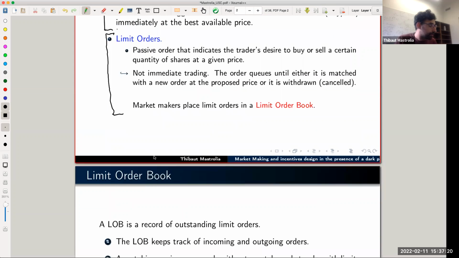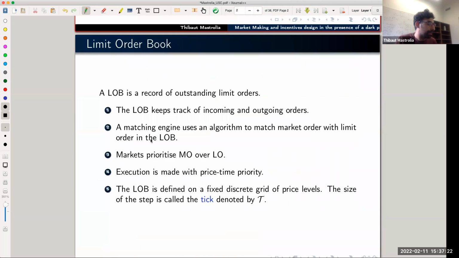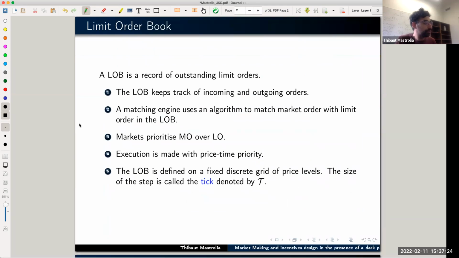Let me give a reminder of what a limit order book is. A limit order book is a record of all outstanding limit orders. It keeps track of incoming and outgoing orders, so you have a history of all the transactions. There is a matching engine which uses an algorithm to match market orders with limit orders, that is, someone who wants to consume liquidity with someone who provides liquidity.